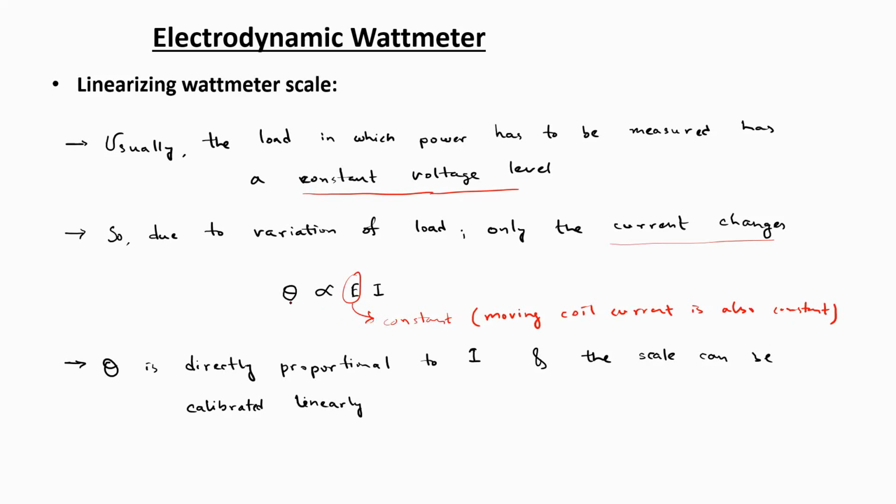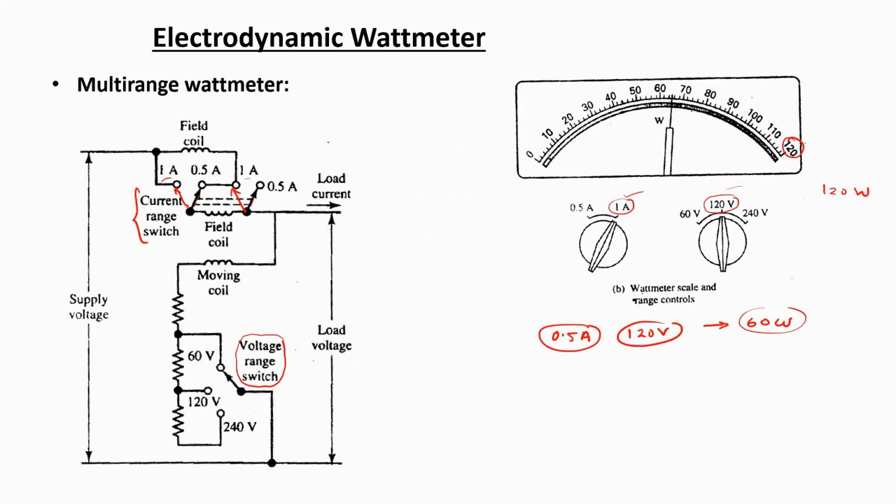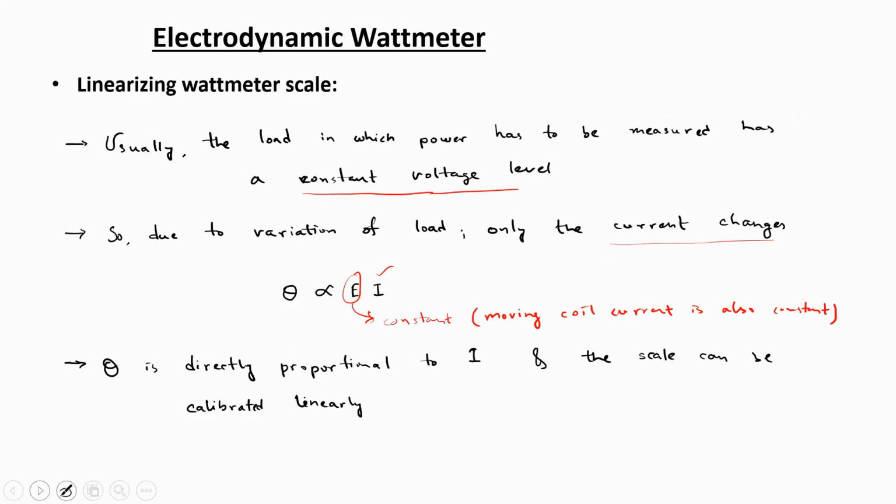So overall, the deflection theta ultimately depends on only one parameter, that is the change in the load current. In that sense, theta is directly proportional to I, and the scale can be calibrated linearly. So for wattmeters, a linear scale can be constructed, like the linear scale shown over here, and that would make it easier to take readings for different types of loads. With that, I would like to conclude the discussion on electrodynamic wattmeters.